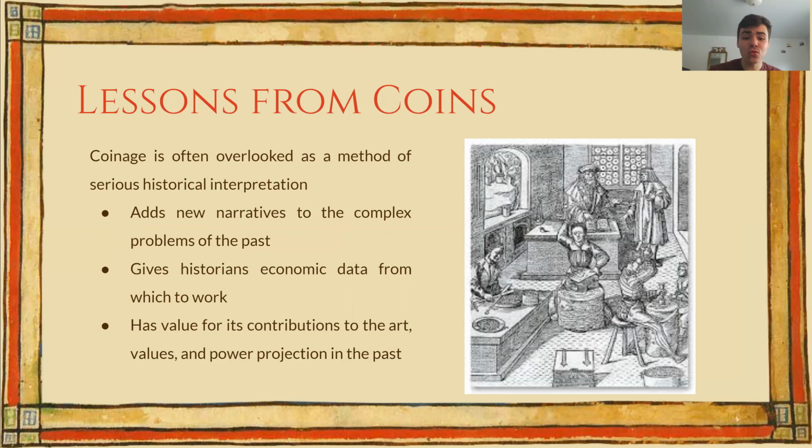And the values and the way power was projected in the past. As we just saw, it has some particular effects, and it has some particular understanding of the way that medieval rulers thought. This can be applied throughout time. And so by looking at coinage as a serious method of historical analysis, we can better understand what's going on in a period, from its economy to the way its rulers thought to the ways that particular regions were connected.